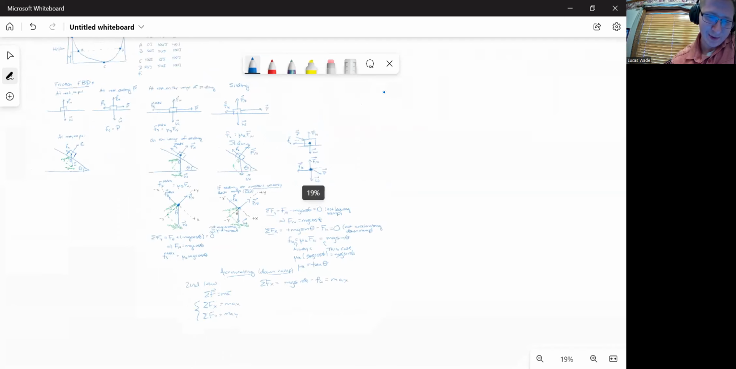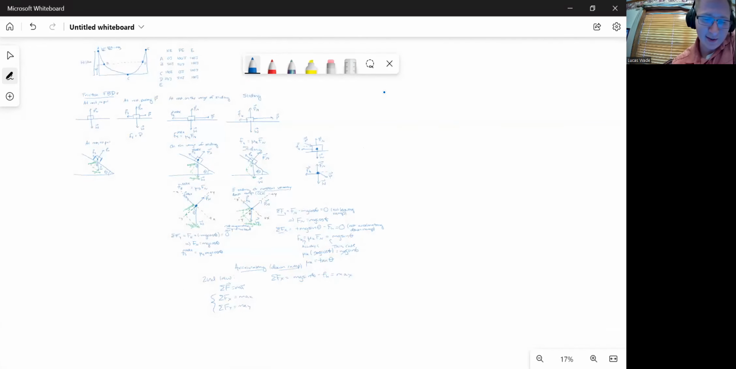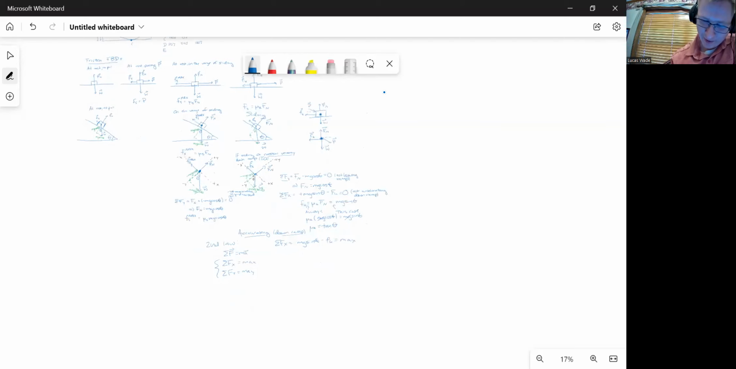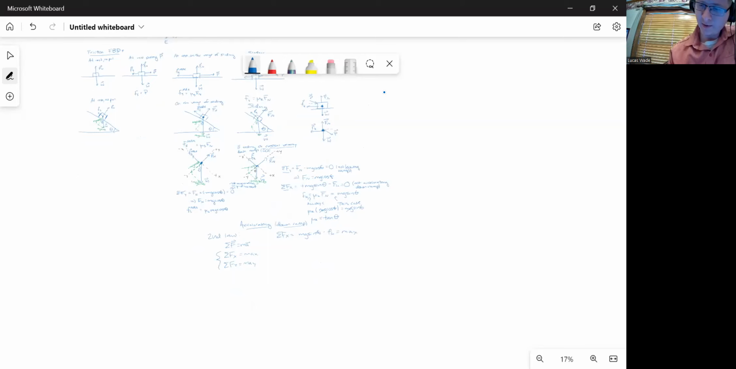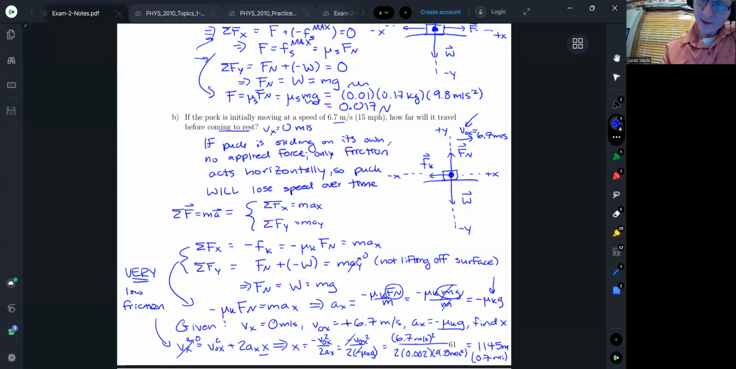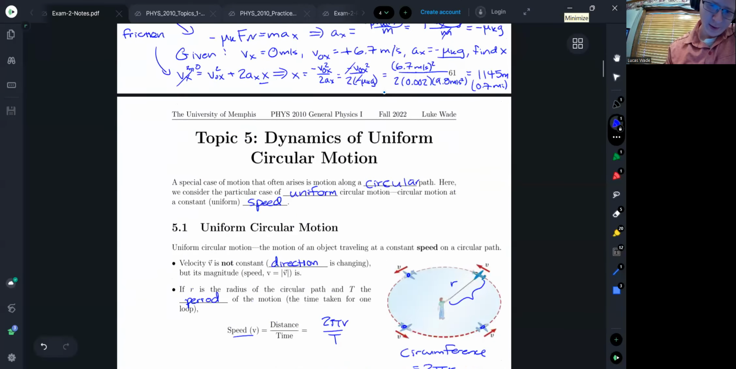Okay, so again, you see all these cases are just reasoning through it from drawing your free body diagram. That's the important piece, not trying to memorize every single one of these. So that is, I think, a pretty good coverage of friction. So we'll move into uniform circular motion. Once I figure out how to get back to those, there we go.